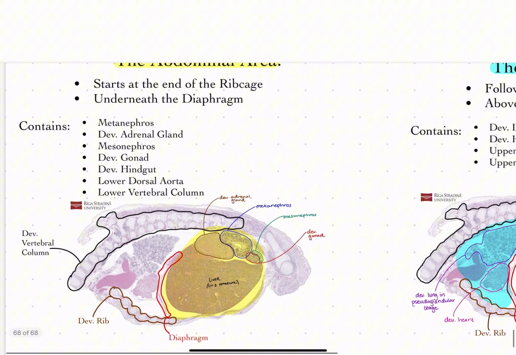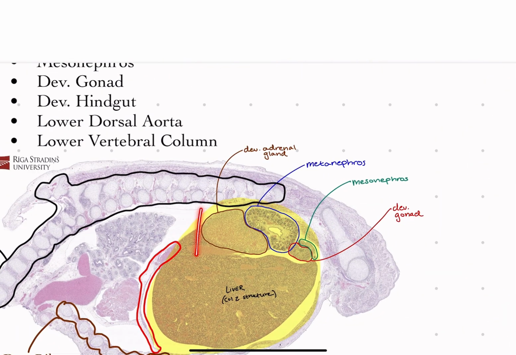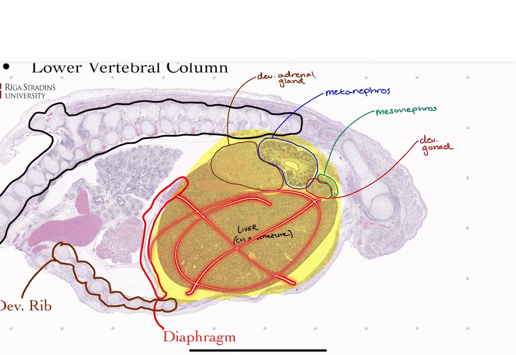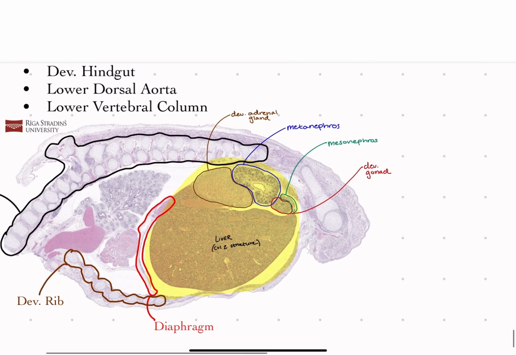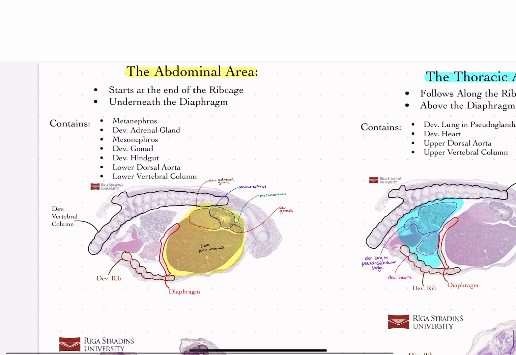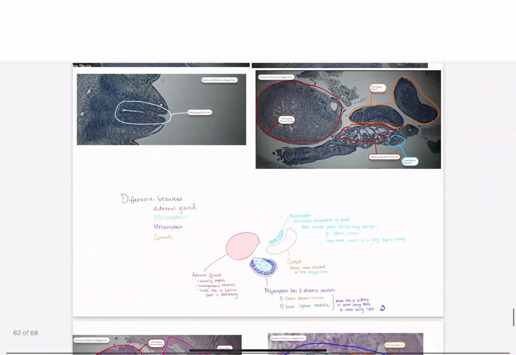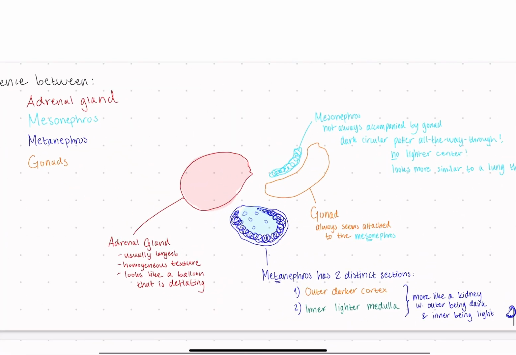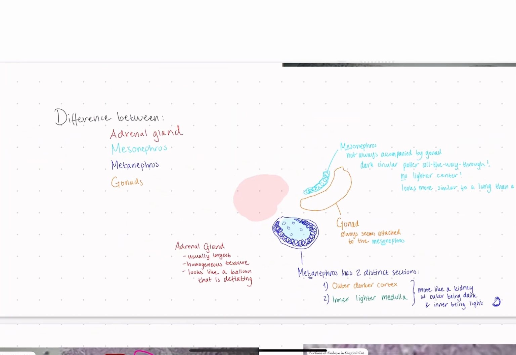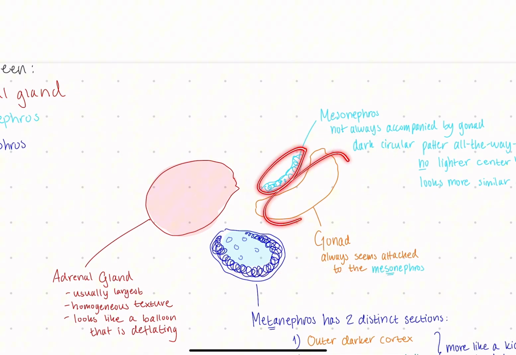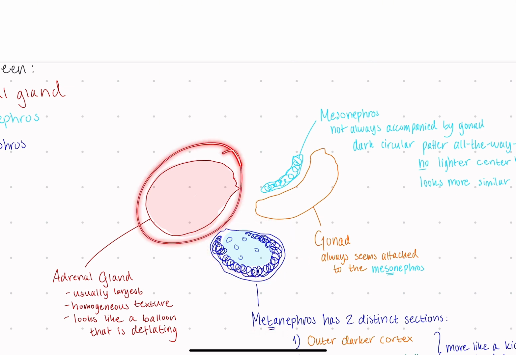We can finally get into the abdominal area and talk about these four structures more in depth. The developing liver is not a structure that is covered by colloquium 1, but these four definitely are. So let's start with the first one, or let's actually try to differentiate them first. So we have the mesonephros, the developing gonad, the metanephros, which we just talked about, and the developing adrenal gland.